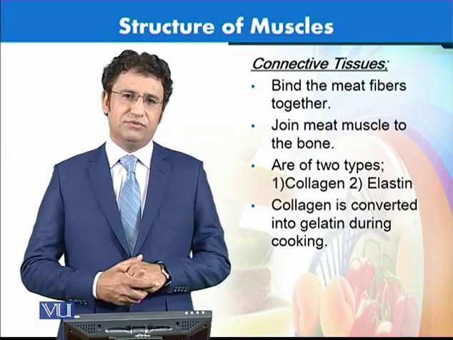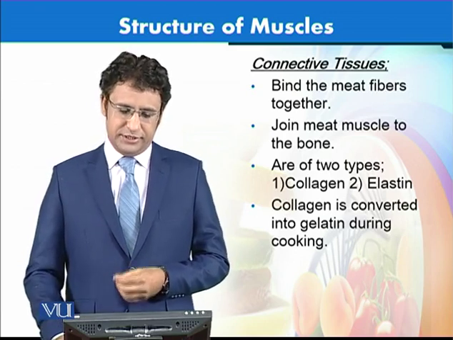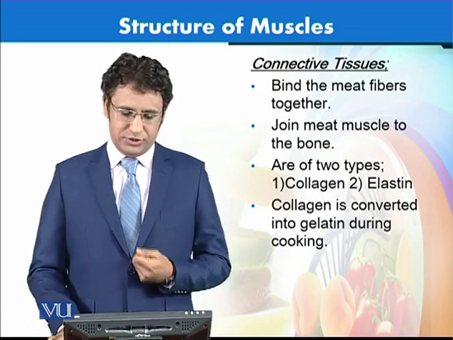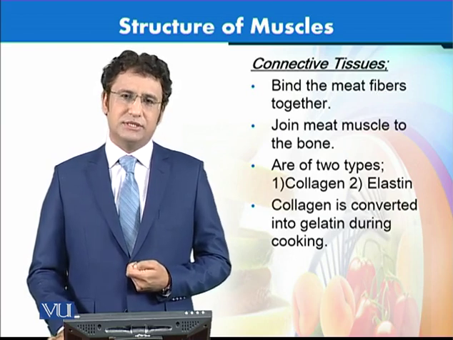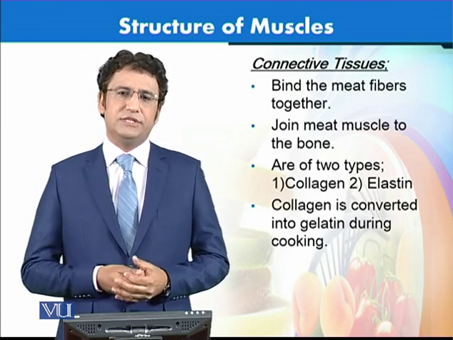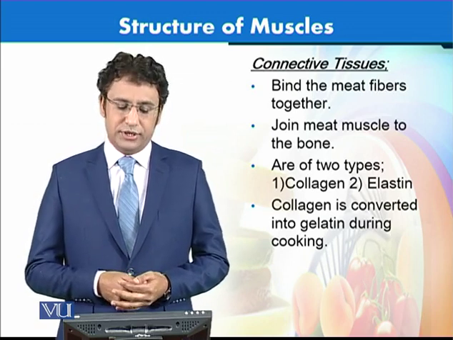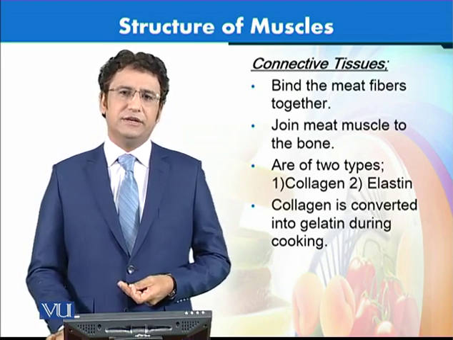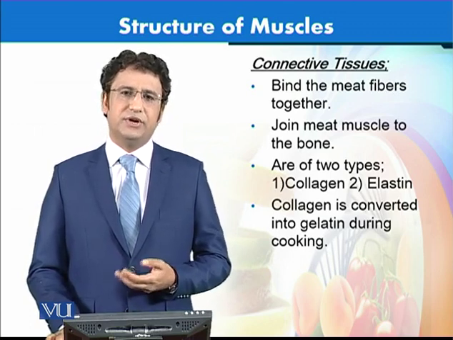If we talk about the connective tissue, that basically binds these fibers together to make these bundles or fasciculi. It also binds these muscles to the bones. There are two types of connective tissue. One is called collagen, and the second one is called elastin. When collagen is heated during cooking, it is converted into a commonly known food additive called gelatin. This gelatin is added as a food additive in so many food products, and it comes from skins and hides of animals.